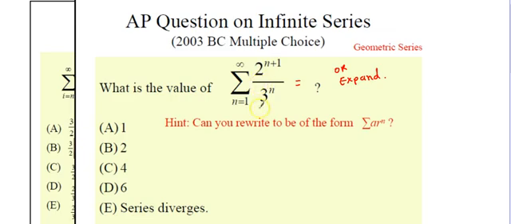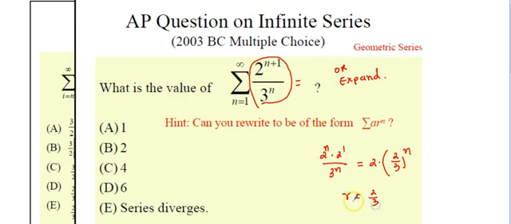So I'm going to show you the properties of exponents. 2 to the n over 3 to the n, which is 2 times (2/3) to the n. Clearly, the common ratio is 2/3. The sum is the first term over 1 minus 2/3. All we need is the first term. So be very careful, the first term starts with n equals 1. So 2 to the 1 plus 1 is 4, divided by 3 to the 1, which is 3.